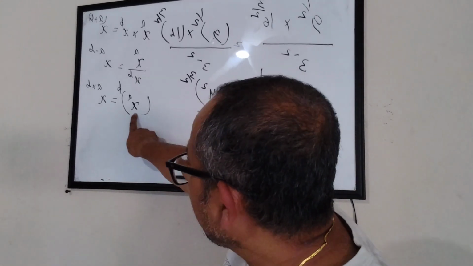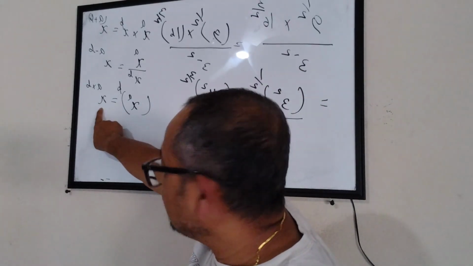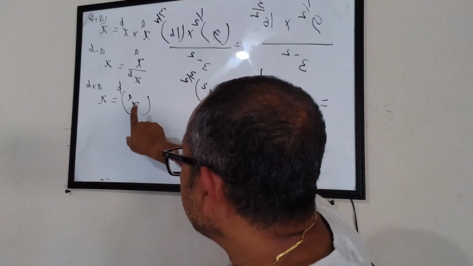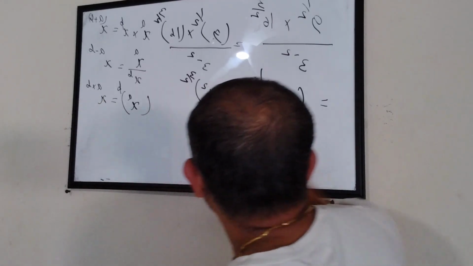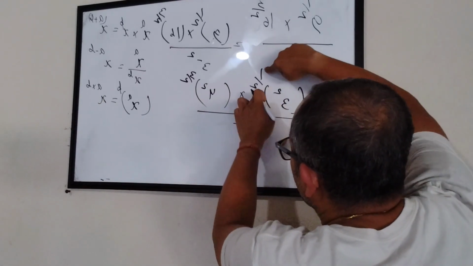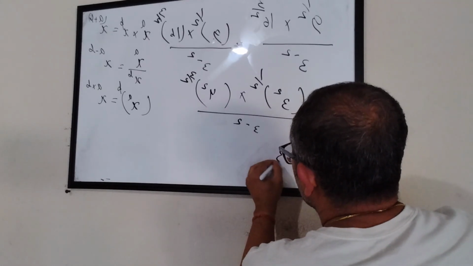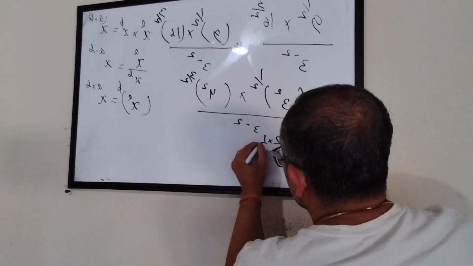Now you look back at this formula. The third formula of exponents says x to the power a to the power b equals x to the power a times b. Look at this: x to the power a to the power b equals x to the power a times b.